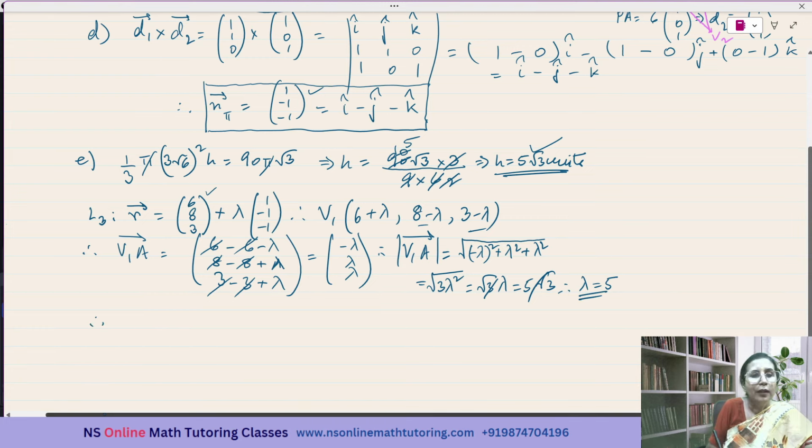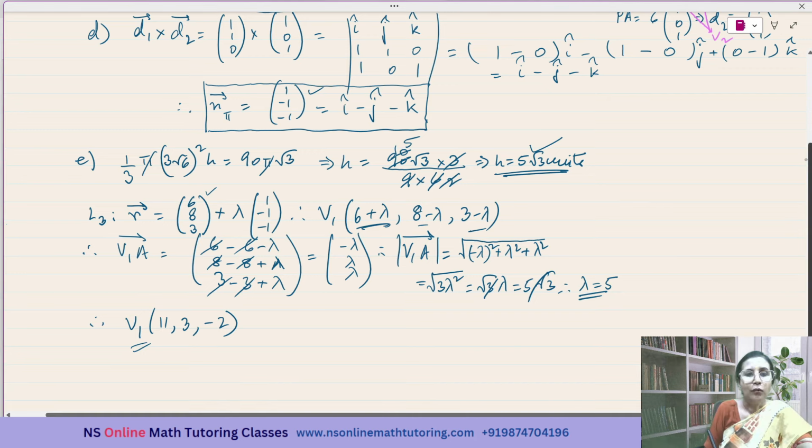Therefore, the coordinates of the point V1 will be, what did we take as the coordinates of the point V1? 6 plus lambda, lambda is 5, will be 11. 8 minus lambda, 8 minus 5 is 3. And 3 minus 5 is minus 2. So, these are the coordinates of the point V1, one of the possible vertices of the cone.